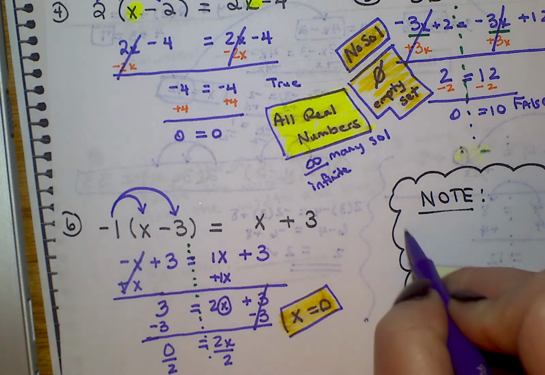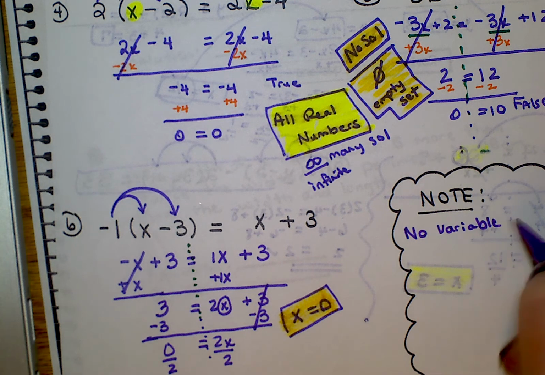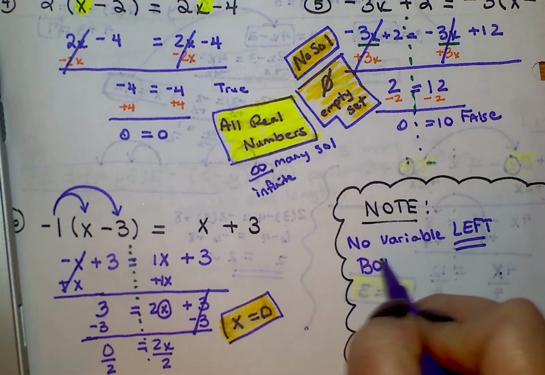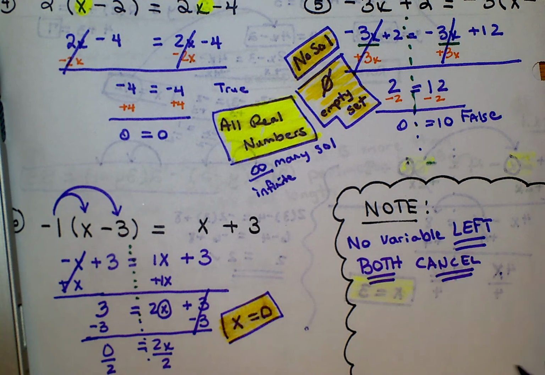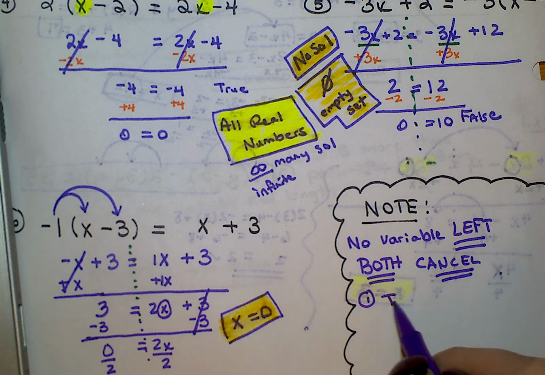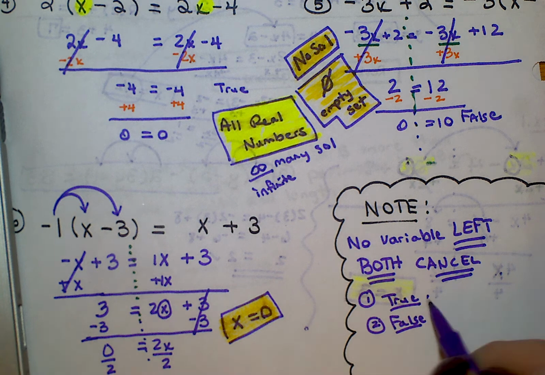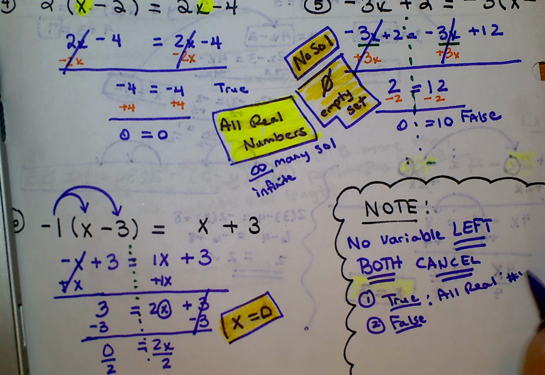So the note, if you have no variable left, which means that both variables cancel, you have to look to see if it is true or if it is false. If it is a true statement, it's all real numbers. If it is a false statement, it is no solution.